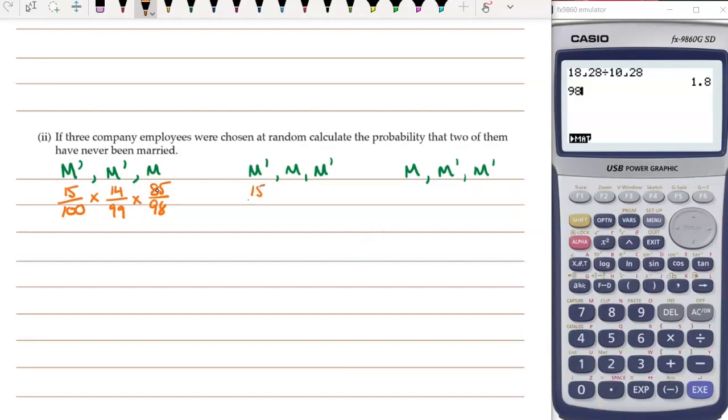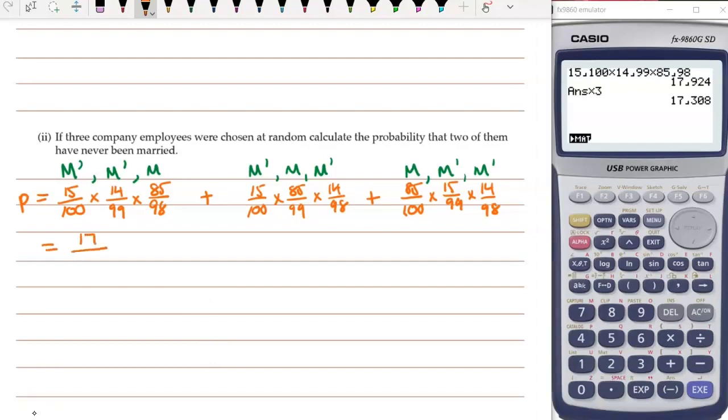Similarly, for the next one, we'll go 15 out of 100. Then it's 85 of the ones that have been married out of 99 and 14 out of 98. And the married ones starting this one is 85 out of 100, then 15 out of 99 and 14 out of 98. Those three ways, we're going to times them together, add them together. That comes to 17 over 308, or if you did it as a decimal, 0.05519.